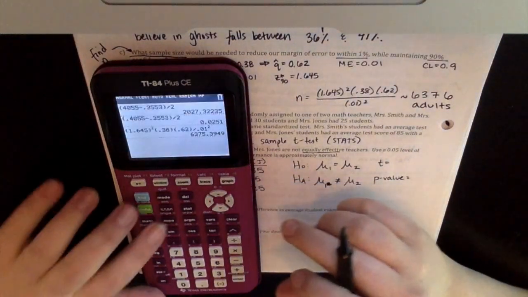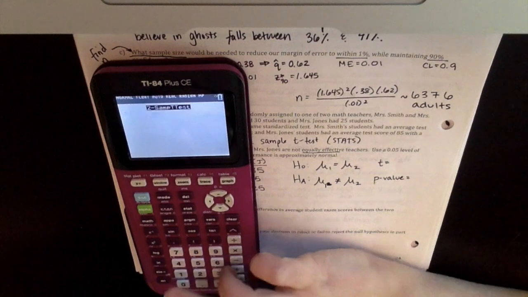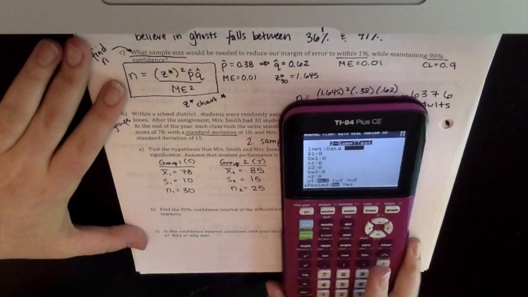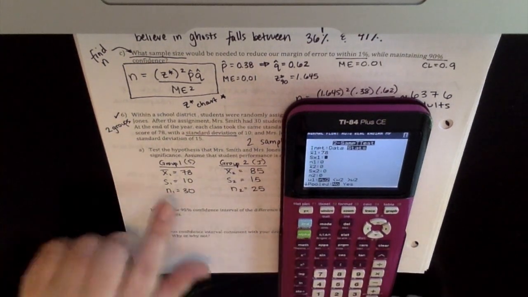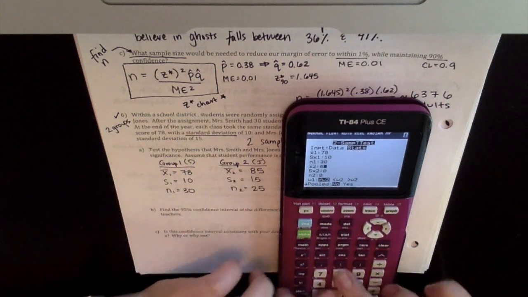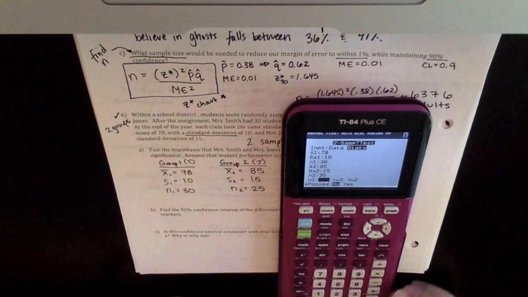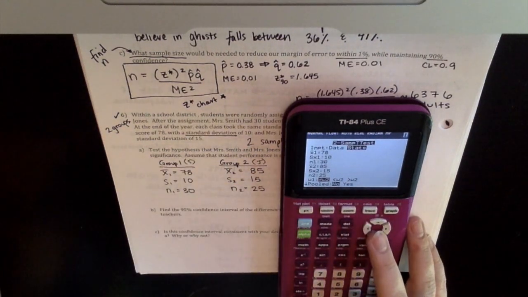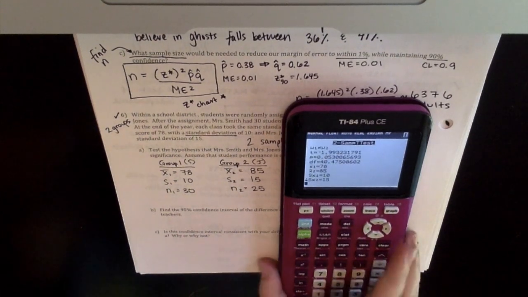So we're going to do a t-test, a two-sample t-test, which is number 4. Let me move this over. We're doing this on stats. So x bar 1 is 78, S1 is 10, and N1 is 30. X bar 2 is 85, S2 is 15, and N2 is 25. And we are testing whether they are or are not equally effective. So it's not equal to, we always say no for pooled, and we hit calculate.